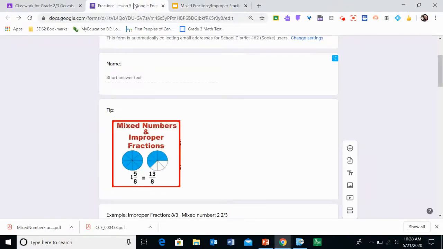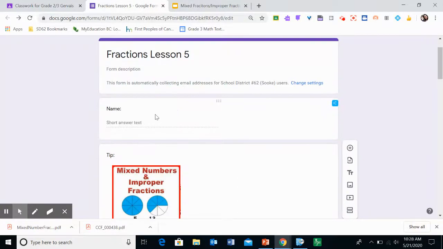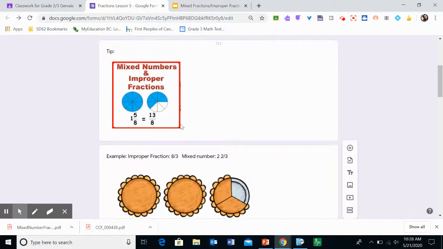I'm going to show you your assignment. So this is what your assignment looks like. Don't forget to put your name. And here we have just a reminder, a mixed number and improper fraction. So this is what a mixed number is. So it's 1 and 5/8 here. And if it was written as an improper fraction, it would be 13 parts out of 8 from one whole.